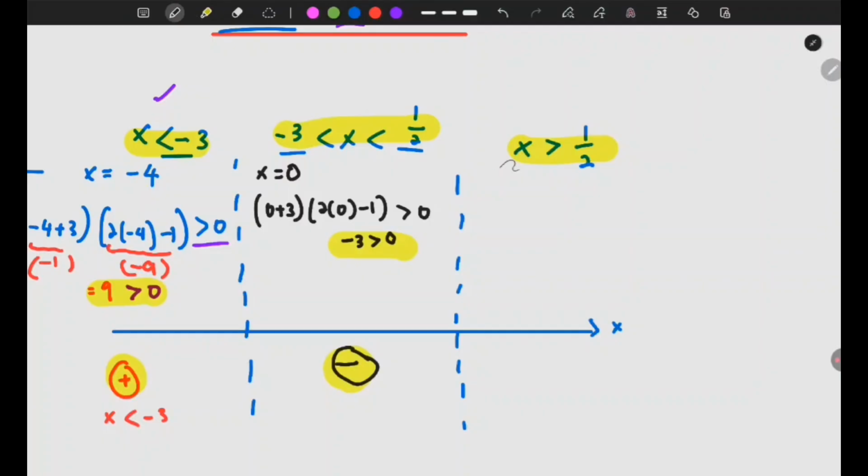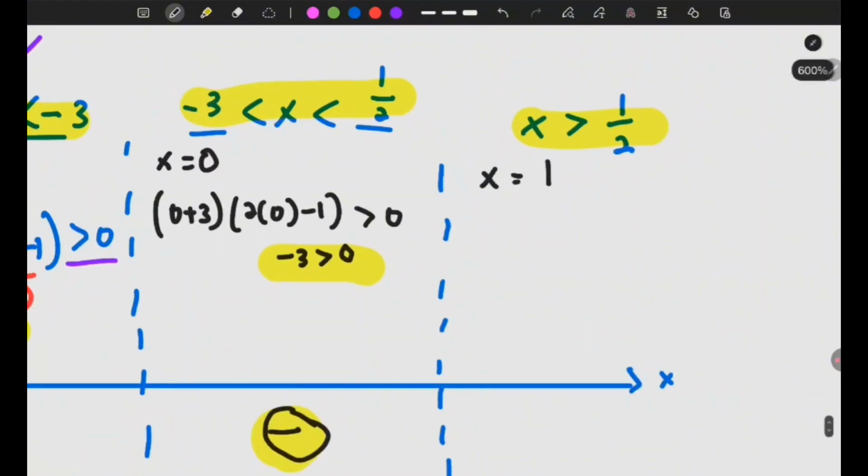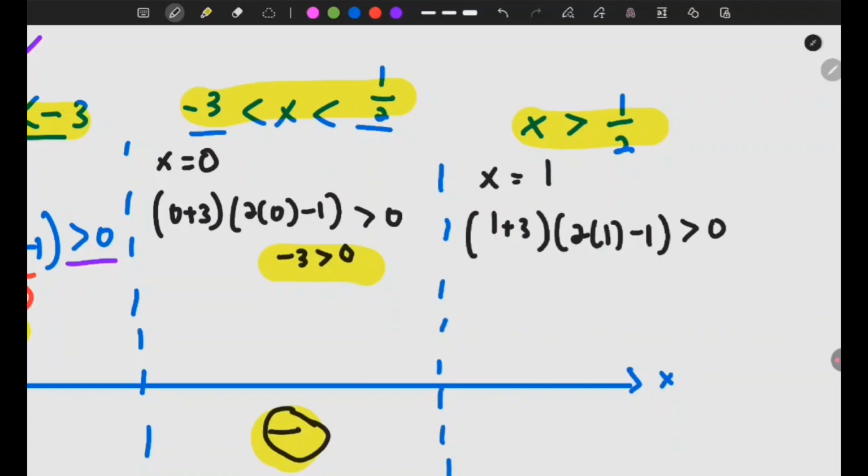So substitute inside the inequalities: (1 + 3)(2(1) − 1) > 0. So 1 plus 3 is 4 and 2 times 1 is 2. 2 minus 1 is 1, and you're getting 4 back. So 4 is more than 0, which is correct. 4 is positive and it's more than 0. This is correct.